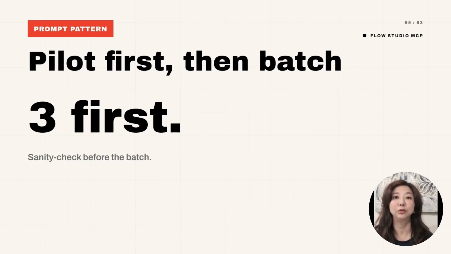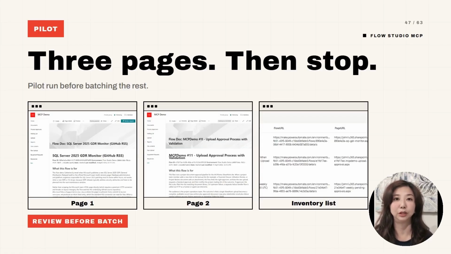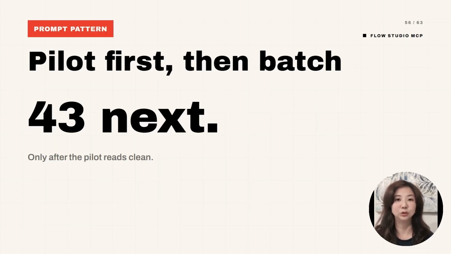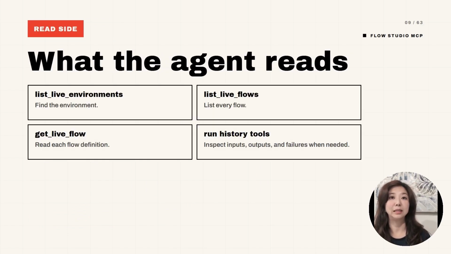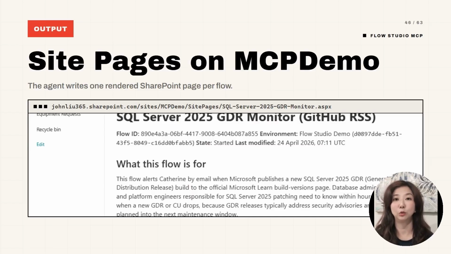I asked the agent to run 3 flows first, so I could check the output before letting it continue with the remaining 43. The agent picked 3 flows, drafted a document page for each, and registered them in the inventory list. I read those 3 pages, decide whether the spec is producing what I want, and only then do I tell it to batch the remaining 43. The agent uses FlowStudio MCP to list environments, list flows, and read each flow definition. Then it writes pages and inventory rows to SharePoint through Microsoft Graph.